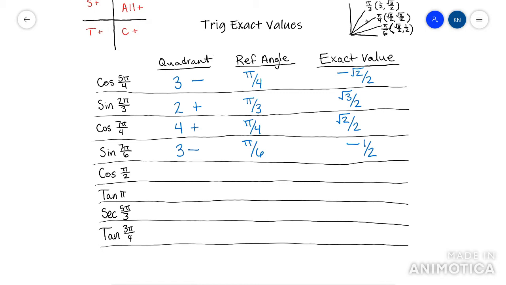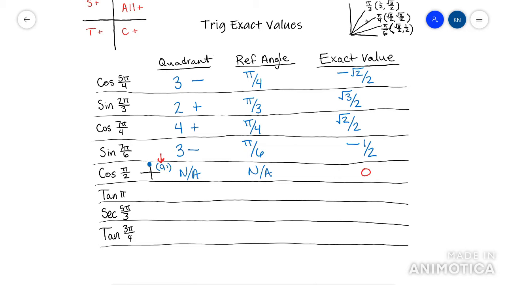Next one. This one's a little different because cosine pi over 2 is a quadrantal, meaning it lands on an axis right here. So when this happens, I write that coordinate out. This coordinate is at 0, 1. So it doesn't have a reference angle. It's not in a technical quadrant. All I need is the exact value. Well, the exact value is just the cosine, the x value of it, so 0.